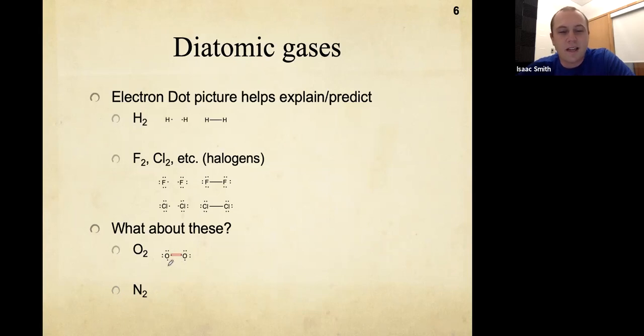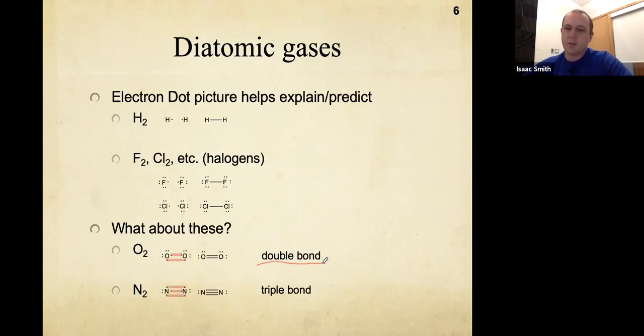So in order to fix that, they do another sharing with their other available electron, and you actually have a double bond, okay? Nitrogen, similar story, but it shares 3 times, and you get a triple bond. So you can have double bonds, you can have triple bonds. You'll see singles, doubles, and triples, basically is what you're going to see.